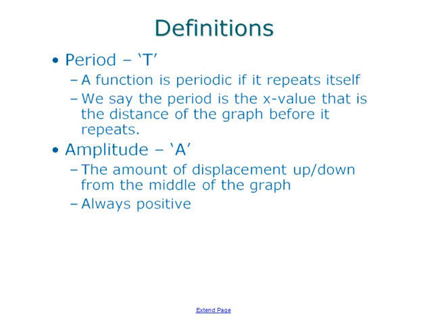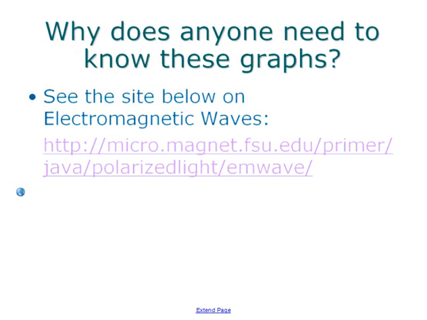So the period, which is denoted by the variable uppercase T, is a function, a function is periodic if it repeats itself. We say that the period is the x value, that is the distance of the graph before it repeats. If you're in physics, you see this a lot in pendulums and things of that nature. Amplitude. Amplitude is the amount of displacement up or down from the middle of the graph, and it is always considered a positive value. So I'll show you this in class.